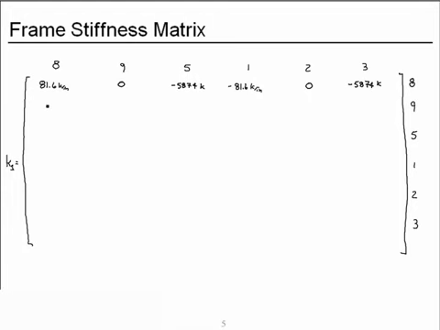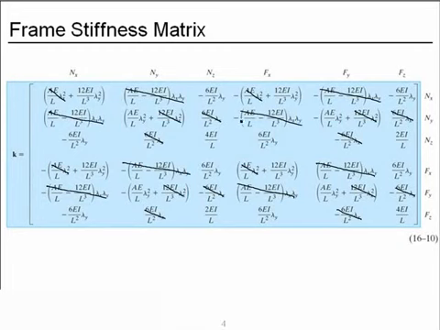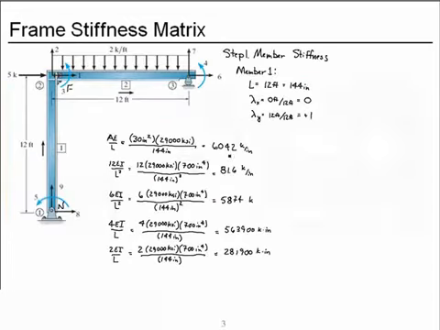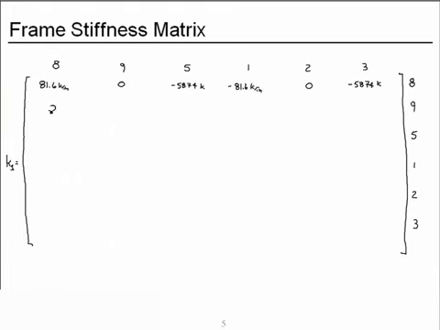Now the second row. The first, third, fourth, and sixth columns are all 0. The second and fifth columns are AE over L, this one positive, this one negative. And AE over L was this quantity. So we have 0, 6042 kips per inch, 0, 0, negative 6042 kips per inch, and 0.